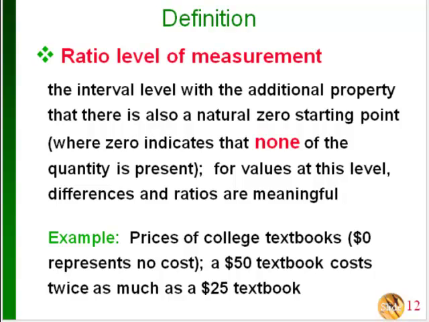For example, if you take the price of a textbook, 0 would be a natural zero starting point, because that represents no cost at all. And if you looked at a $50 textbook versus a $25 textbook, you could divide the 50 by the 25, get 2, and that would tell you that the $50 textbook costs twice as much. So that ratio actually has a meaning in this case.